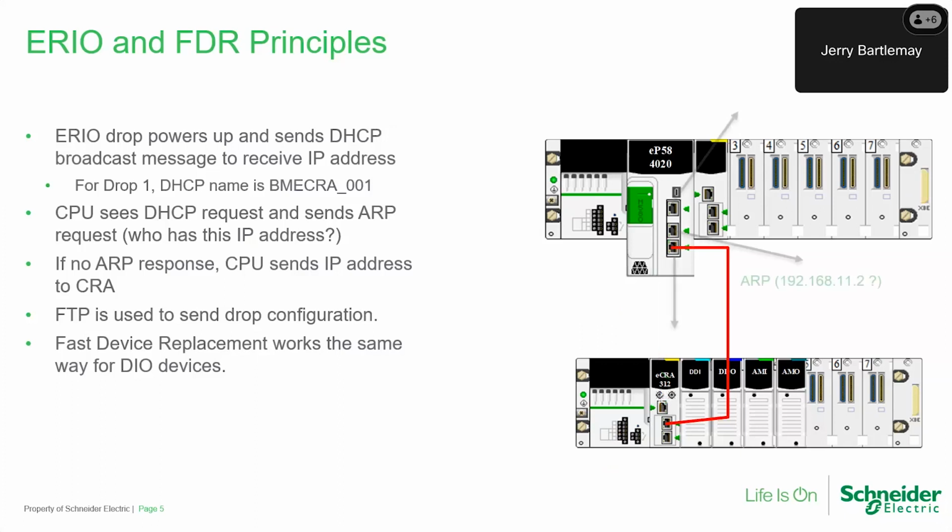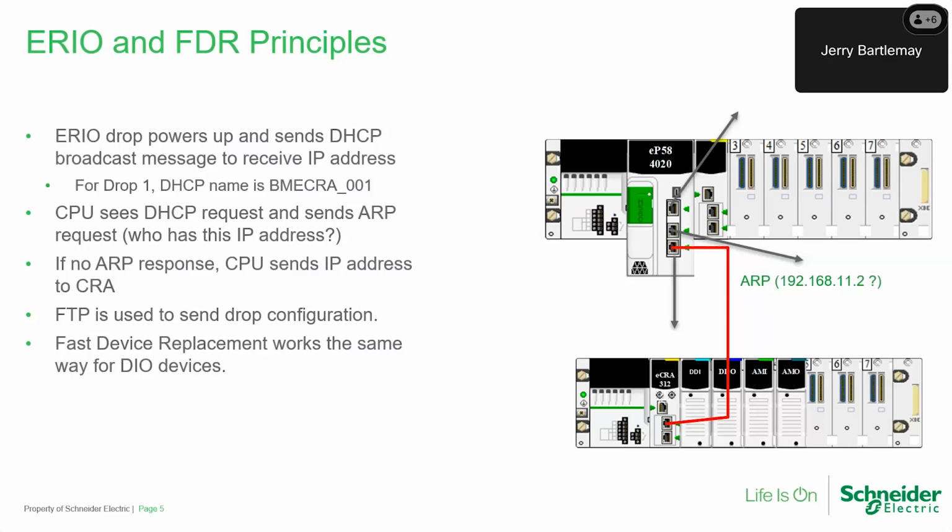And the CPU says, okay, I have an entry for this DHCP name in my table, and I'm going to send out an ARP request. So ARP is Address Resolution Protocol. And so what we're looking for is to see if the IP address associated with that DHCP name already exists on the network, because we don't want to duplicate it. That causes problems on our network. So it sends out an ARP command for the configured IP address.